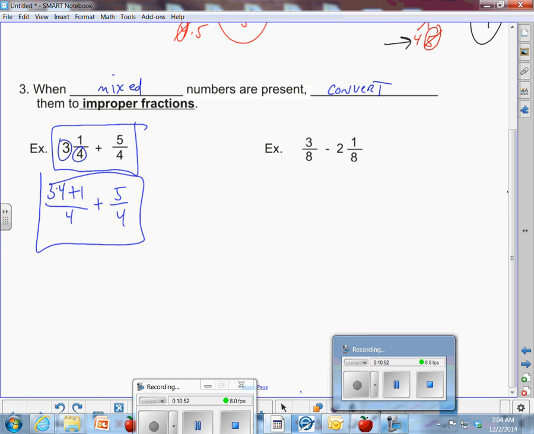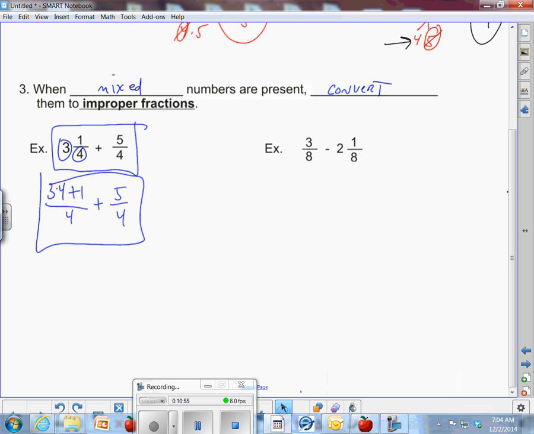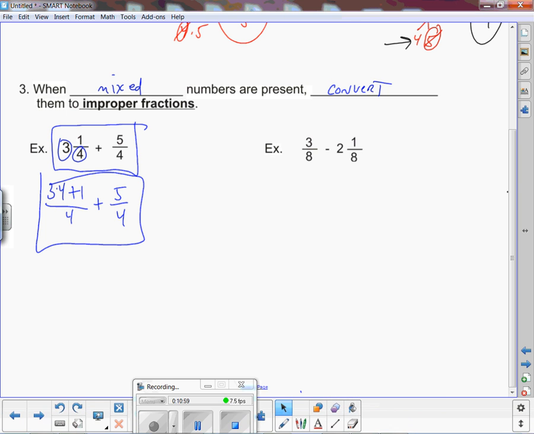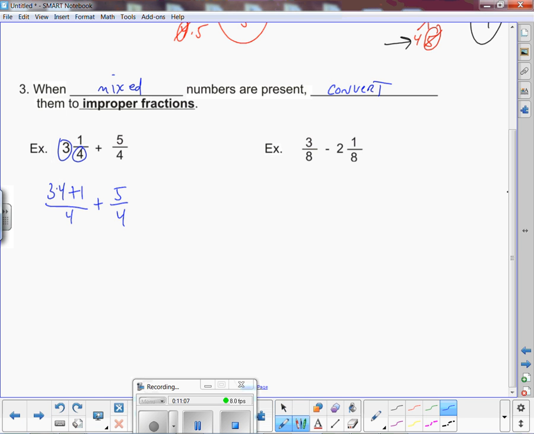That's the situation. Let me see if I can get this toolbar to disappear now. All right, go away. All right, so the top has just become the bottom. That's good, and that's what you want. If we continue on here, 12 plus 1 is 13. So we have 13 fourths plus 5 fourths.